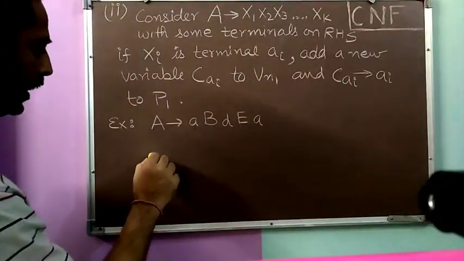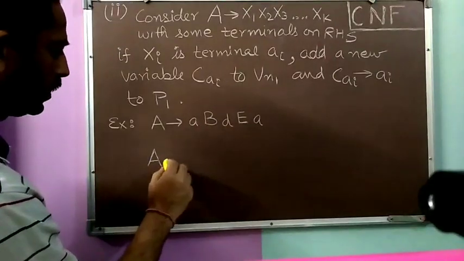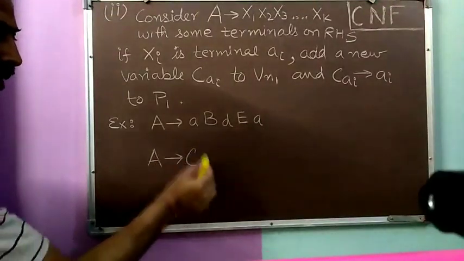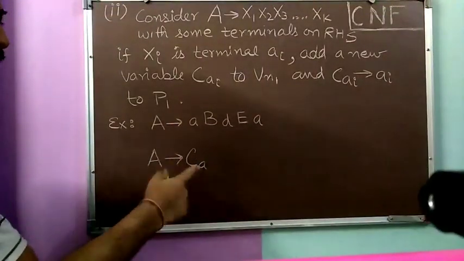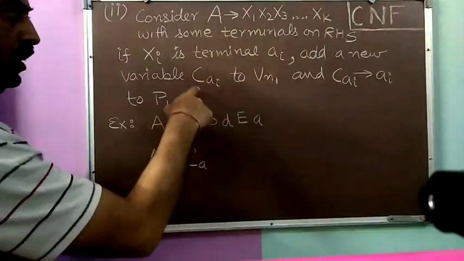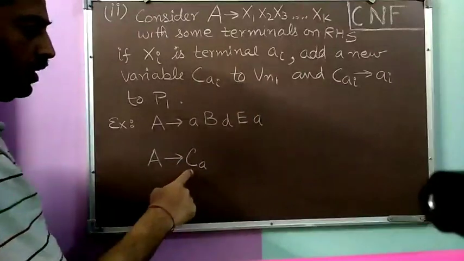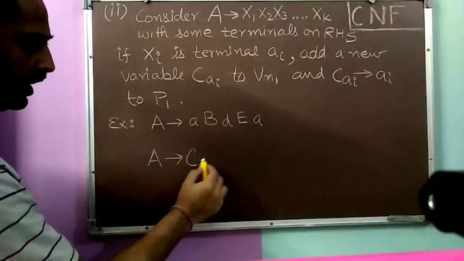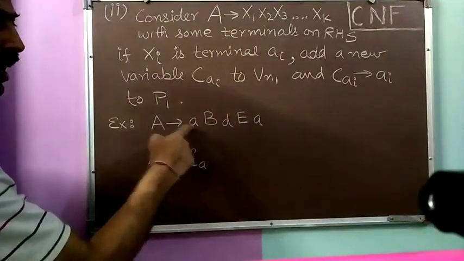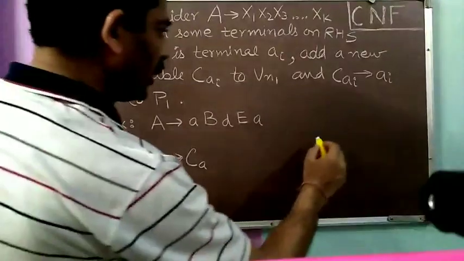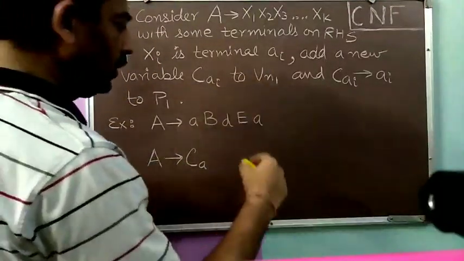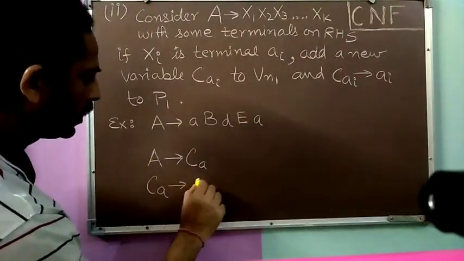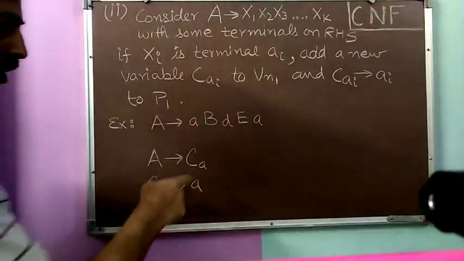So we will be writing this production something like this, A → Ca. Now Ca is a variable, a new variable which we have introduced, and this new variable we will add to the Vn1. We have named it Ca so that we may understand that this variable derives the terminal a. So we have included Ca in the Vn1 and then we have introduced a production of the form Ca → a into the set of productions.